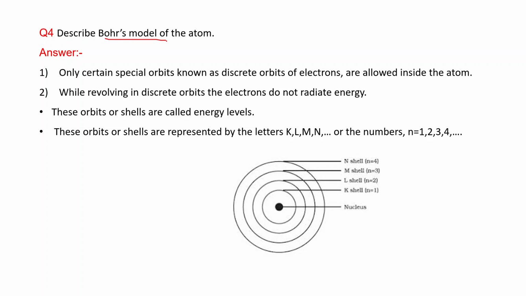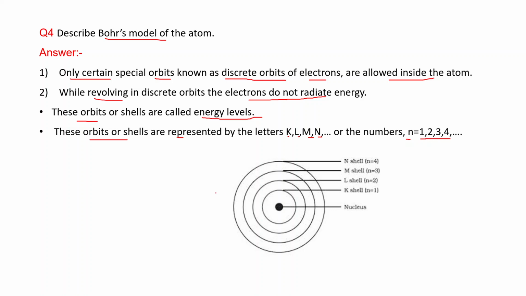Describe Bohr's model of the atom. Write the main points of Bohr's model. Only certain special orbits known as discrete orbits of electrons are allowed inside the atom. While revolving in discrete orbits, the electrons do not radiate energy, that is, they do not emit energy. These orbits or shells are called energy levels. These orbits or shells are represented by the letters K, L, M, N. Again, remember these are capital letters, or the numbers n equal to 1, 2, 3, 4.